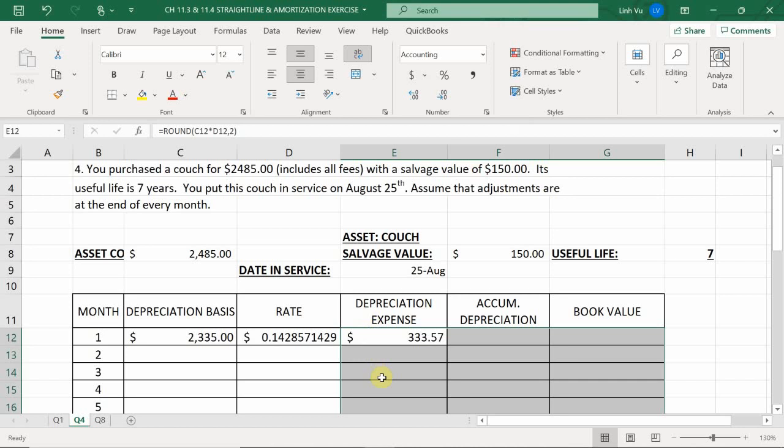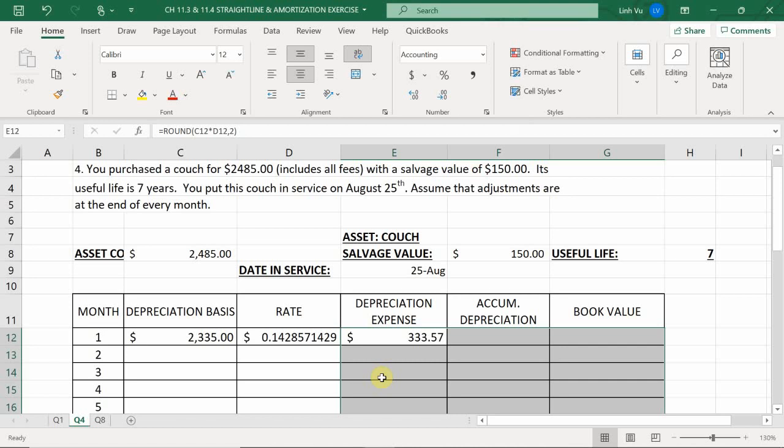$333.57. Now let's take a look at this depreciation very carefully. If you read very carefully, it says to assume that the adjustments are made at the end of every single month. In this case, is this for the whole year or is it for the month? For a month. $333.57 is for the whole year.